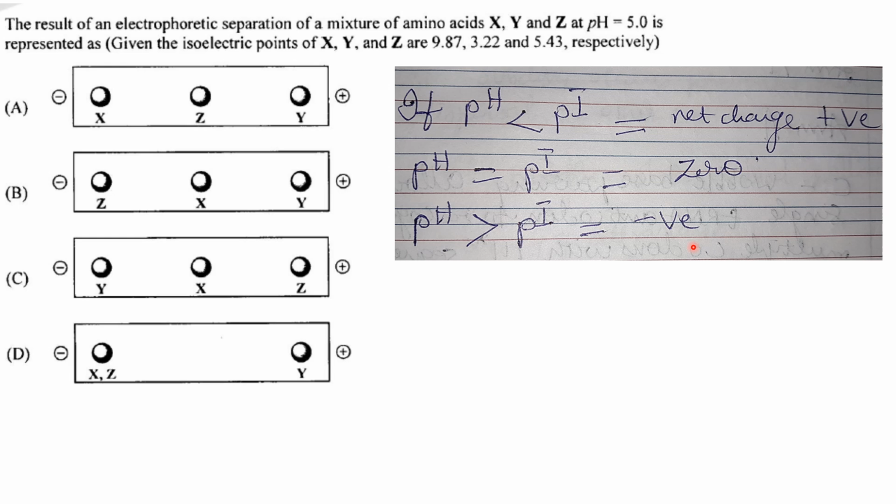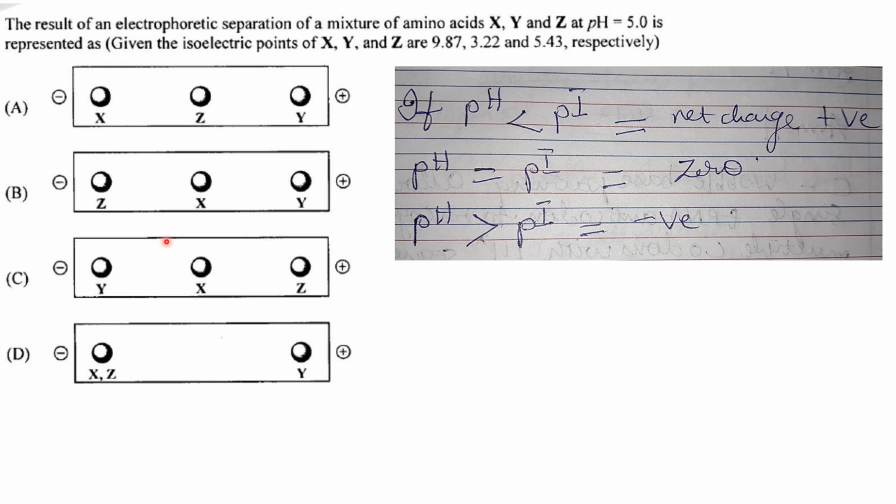Now coming to the question. For X we will see where it will be. X is having a pI of 9.87 at pH 5. So pH is less than the pI. So it will have a net positive charge and it will move towards the cathode. So X will come here at the negative side. That is there only in option A. Okay, we will see the others also. Okay, D is also having X at negative position.